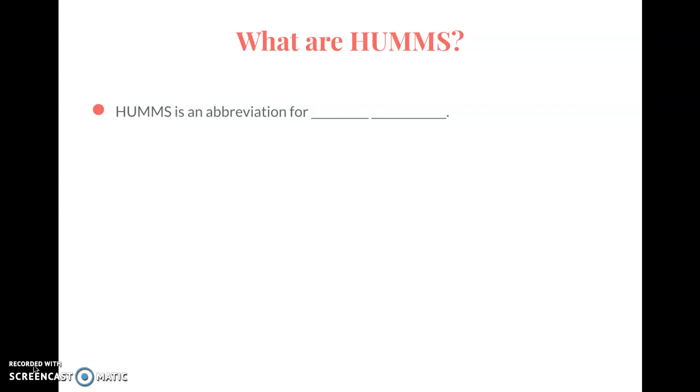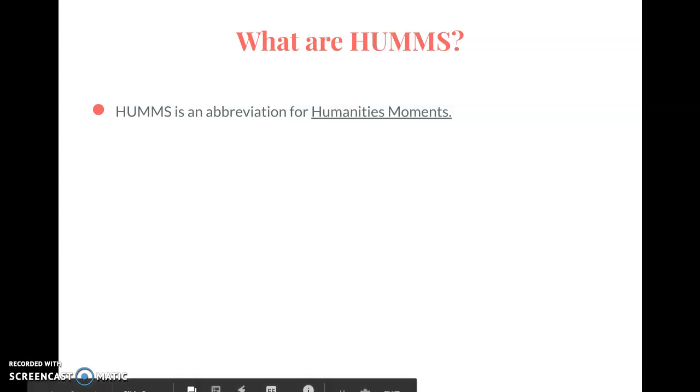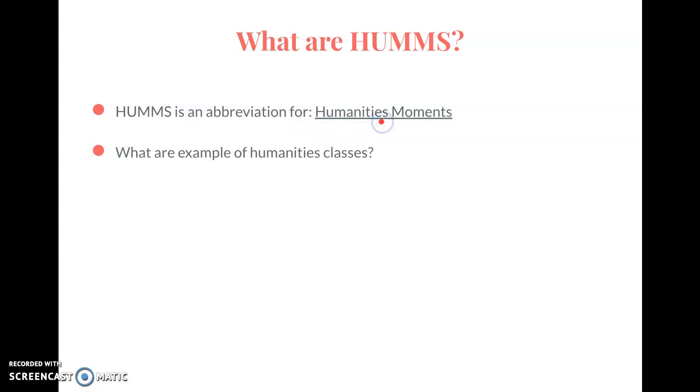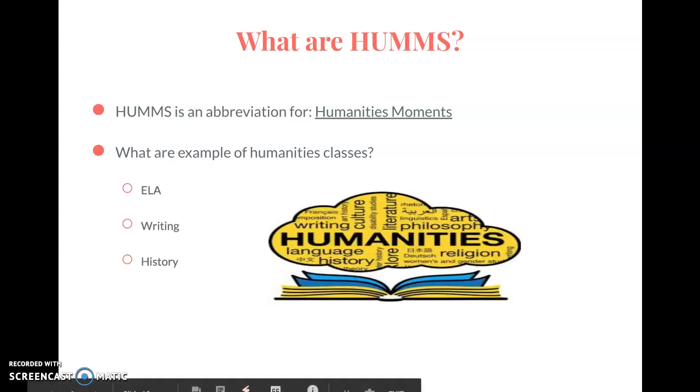What are HUMMS? HUMMS is an abbreviation for humanities moments. So when you're thinking of humanities, notice that root word, human. That means that humanities is anything related to humans. So what are some examples of humanities classes? What might be a class where you guys are maybe talking about people, referring to people? Those might be your ELA classes, so reading, and honestly, it could be reading from kindergarten all the way up till now, writing, history. You've taken these classes every single year, so y'all are actually learning humanities, which are college level courses.